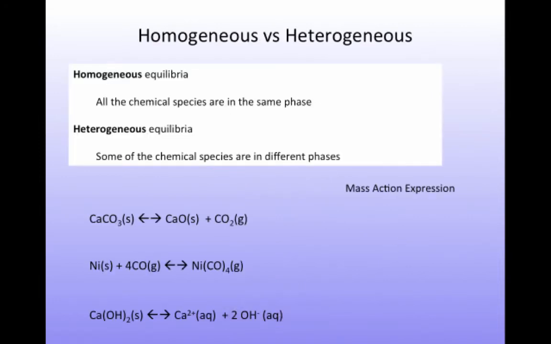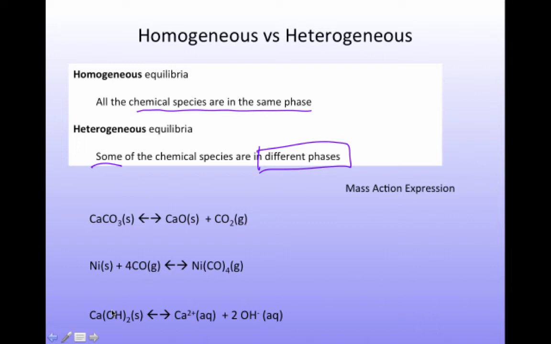All right, 2 kinds of equilibria, homogeneous versus heterogeneous. Homogeneous means all the chemical species are in the same phase. That's like I have something in solution and it's just all ions. No solids, just aqueous stuff surrounded by solvent. Or it's a gas phase reaction. Everything's up in the gas phase. No solids, no solvated ions, no nothing. Heterogeneous means any of the chemical species is in a different phase.